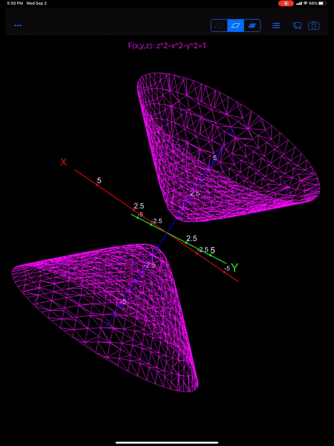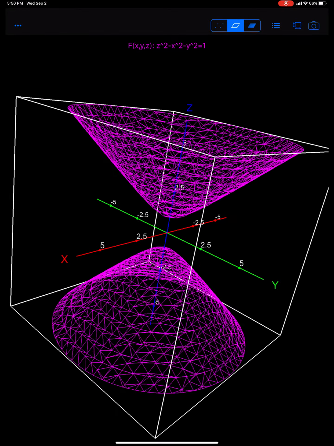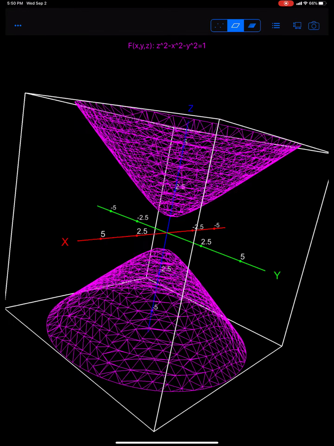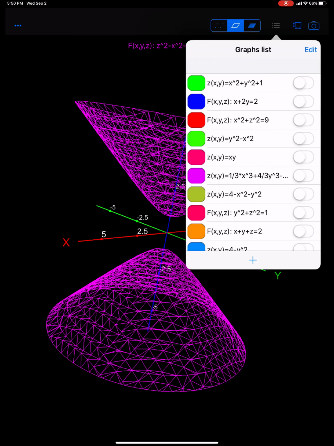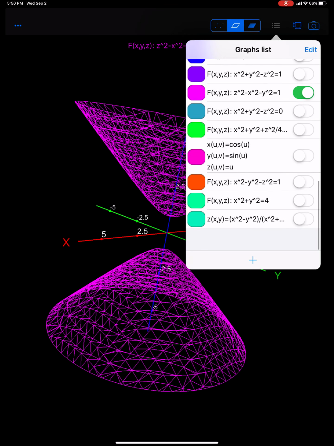I think I like the wireframe the best. I don't know. What do you like the best? Oh, good. Wonderful. All right, so let's see what else we got.